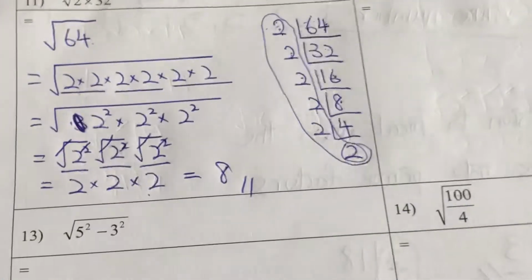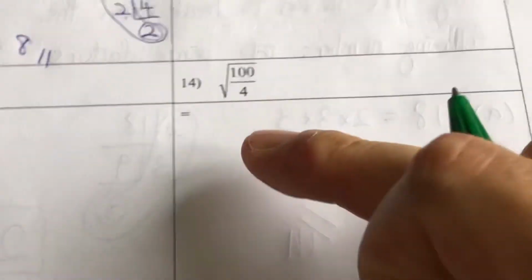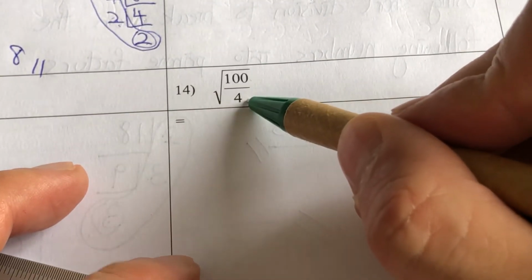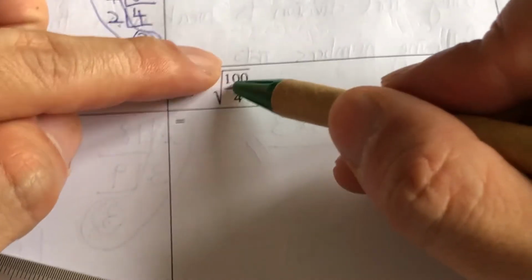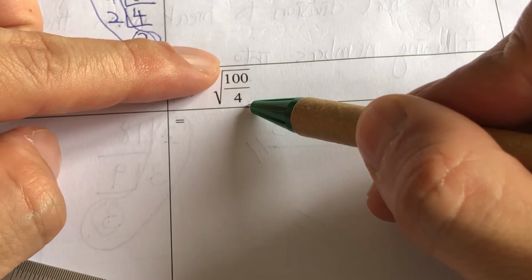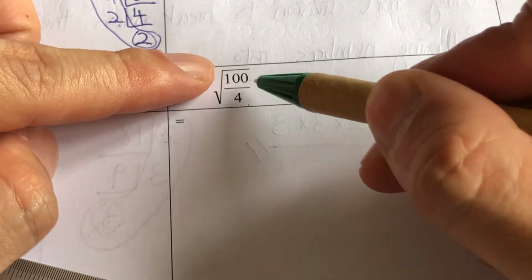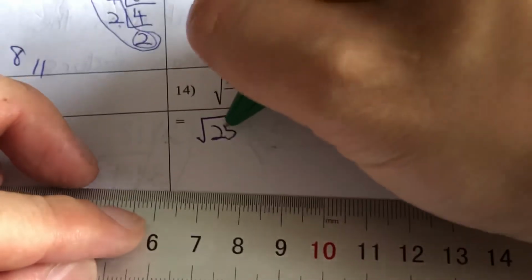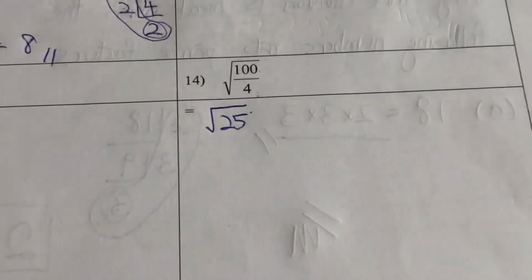And then what about this one? Number 14, this one. So you have to deal with the square root of 100 divided by 4. So let's deal with the numbers inside the square root first. What is 100 divided by 4? You may use a calculator. 100 divided by 4 is 25. So you have to deal with the square root of 25.